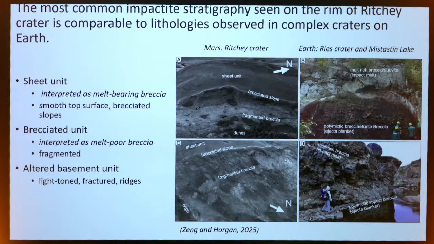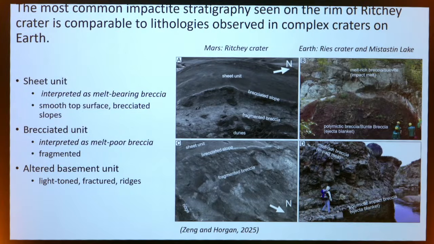Beyond the smooth surface, it also appears to have some sort of brecciated slope associated with it as well, likely created during the impact. Underneath that, we have the brecciated unit, which we interpret to be a melt-poor breccia that was originally ejected when the target rock was struck. And this typically appears to be lighter toned and fragmented. And then lastly, Lingqi identified an altered basement unit, and these are light toned fractured materials, and they often have ridges in them as well.